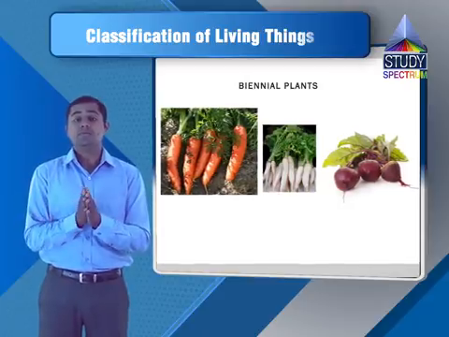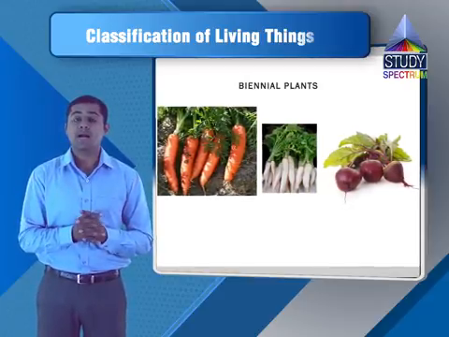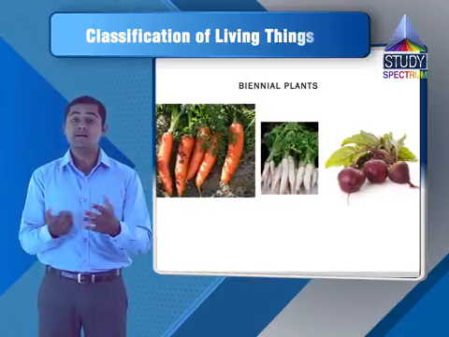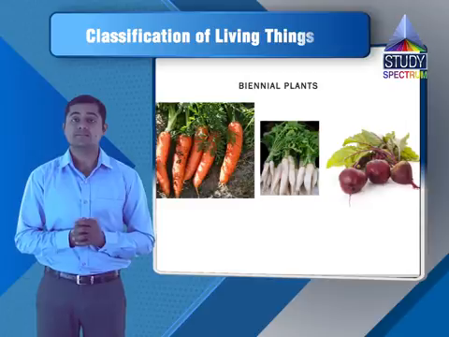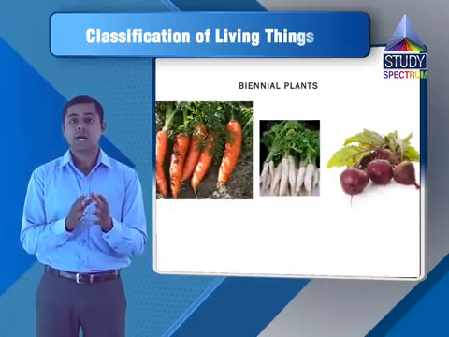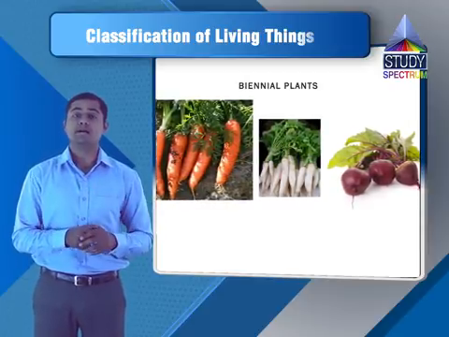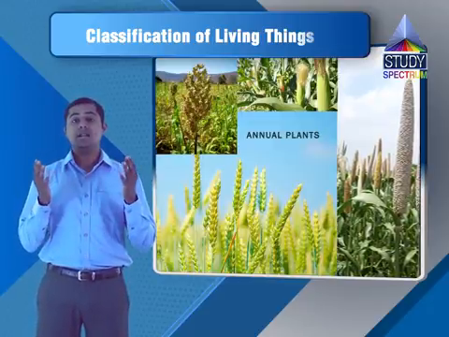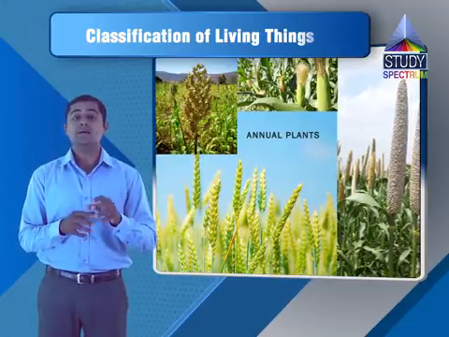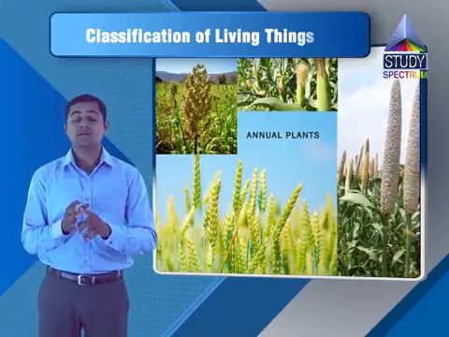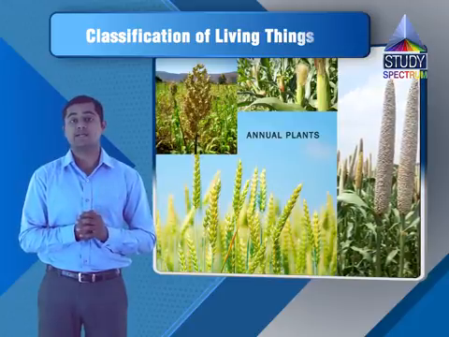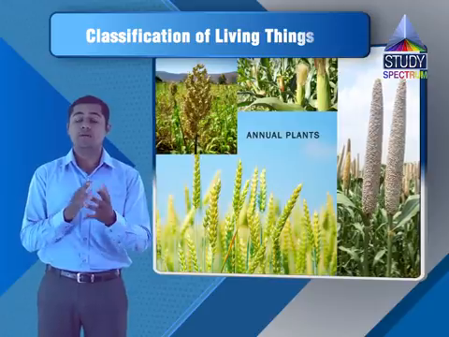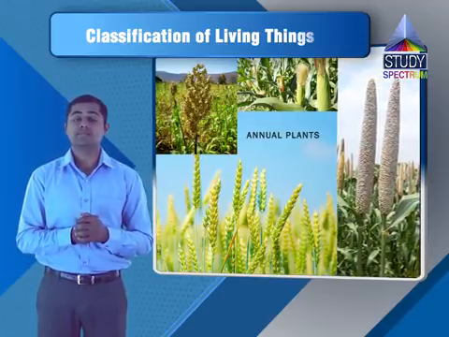The plants which complete their life cycle in 2 years and bear flowers and fruits only once, those are called biennial plants. Which are those? Carrots, radish, beetroot plant, these are the biennial plants. Now the plants which complete their life cycle in only 1 year and they bear flowers and fruits only once, those are called the annual plants. Which are those? Jowar, bajra, wheat, maize, these are the annual plants.